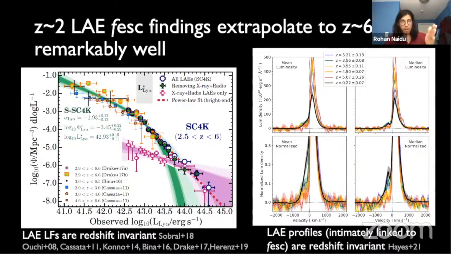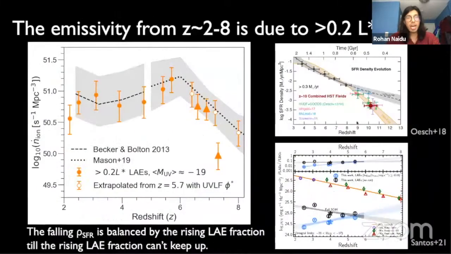So that is one prong of the argument. The other prong of the argument is that Lyman alpha profiles that are intimately linked to Lyman continuum escape are also redshift invariant, it seems. There's a beautiful paper from Matt Hayes recently who demonstrated that the entire evolution of Lyman alpha line profiles can be explained purely in terms of the IGM transmission. So putting these two things together, we can extrapolate and get out an emissivity from redshift 2 to 8.